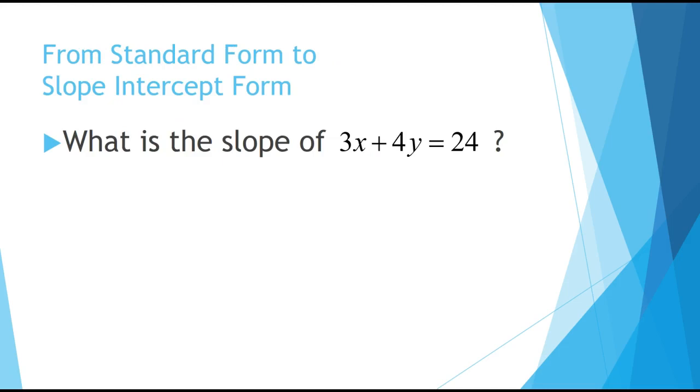If we want to know what the slope of 3x plus 4y equals 24 is, what I think we should do is solve for y. When you solve for y, you're going to get it in that y equals mx plus b form, and then you can tell what the slope is just by looking.